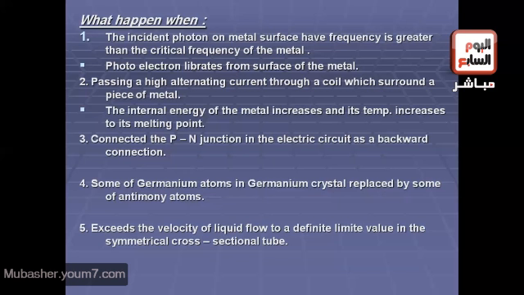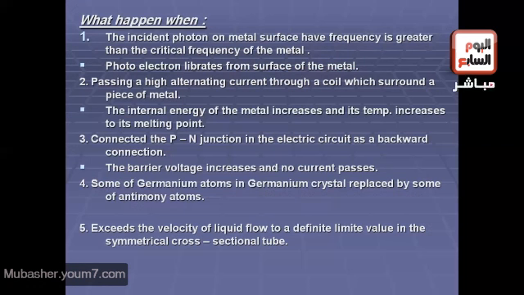Okay, number 3, connecting the PN junction in the electric circuit as a backward connection. What will happen? Yes, the potential barrier increases and no current passes. That's right. That's why we use the PN junction as a switch, because in the forward connection the circuit is closed and current passes, but in backward connection the circuit is open. That's right.